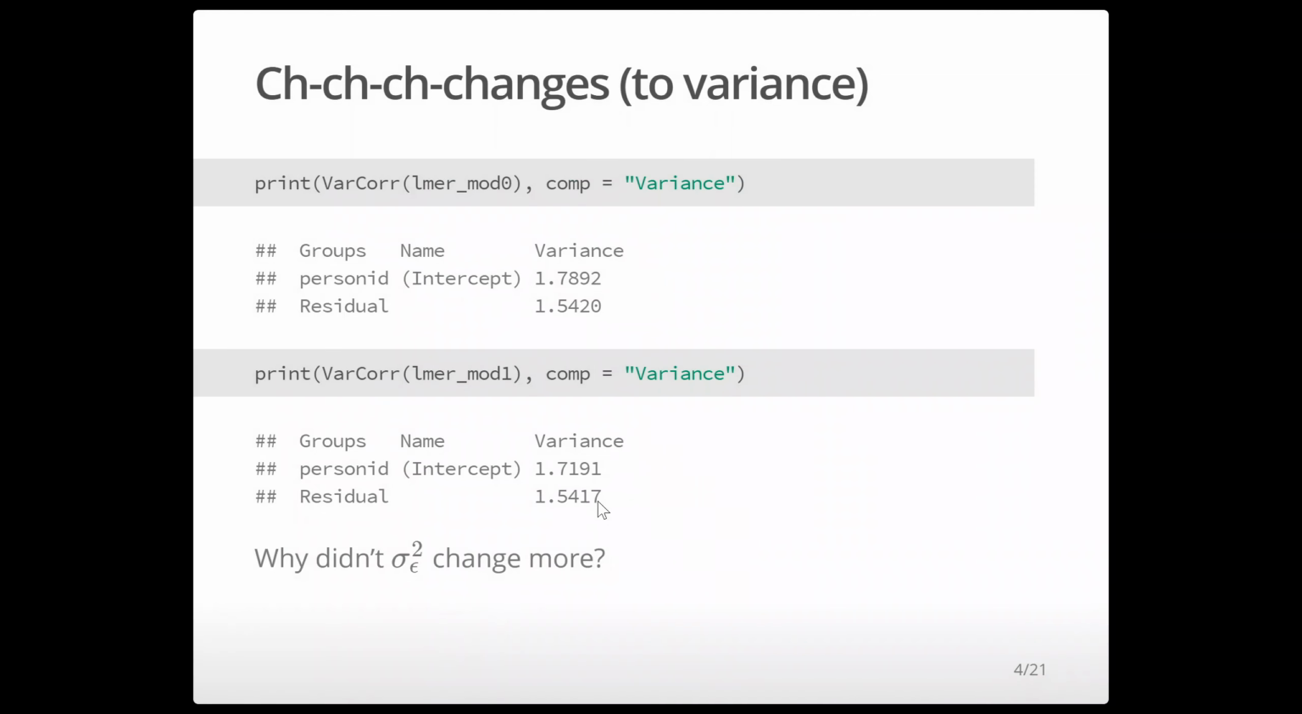So we take a look, and we see that the level 2 variance has dropped a bit from 1.79 to 1.72, but the level 1 variance has changed very little. And so why didn't our level 1 variance change more now that we've added a level 1 predictor? In fact, this change is so small it could just be a rounding error in the algorithm somewhere.